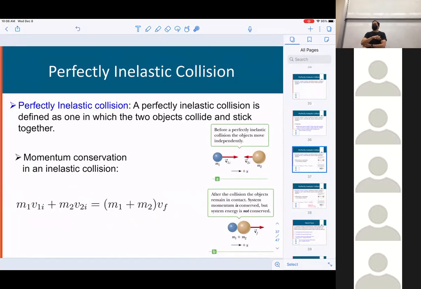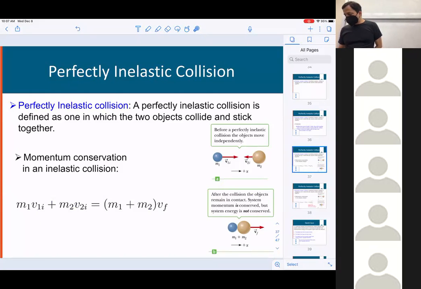So in some sense, perfectly inelastic collisions are messier. But from the point of view of doing web-assigned problems, they're actually easier. Because first off, the kinetic energy is not conserved, so you have one less equation to worry about. You can't use it. So in that sense, it's simpler. The only thing you can think about is the conservation of momentum.